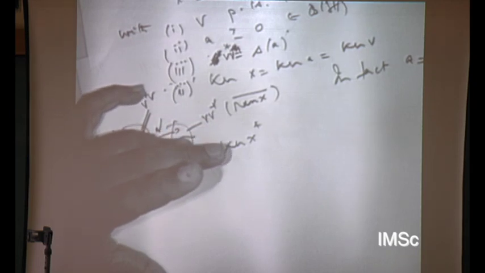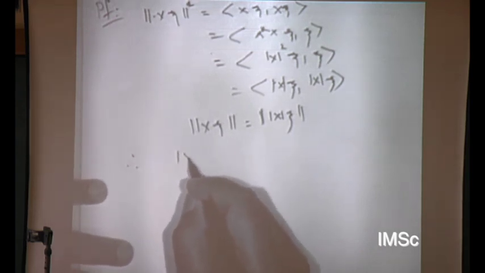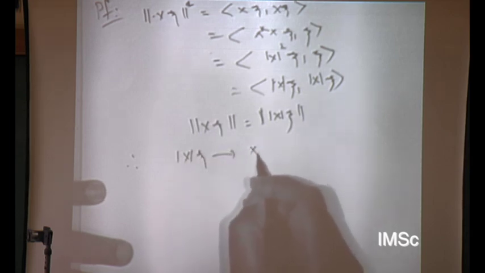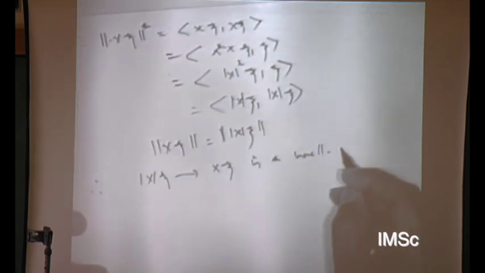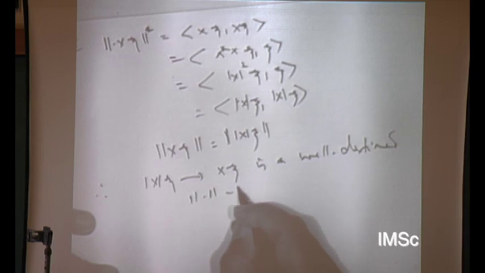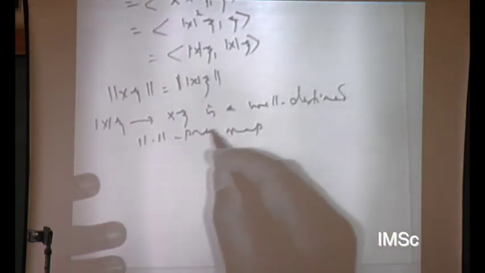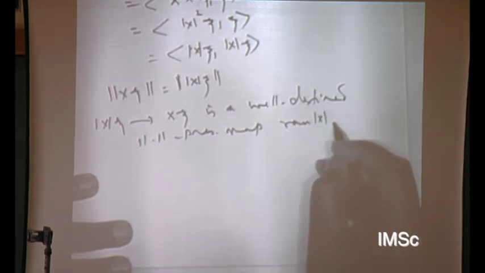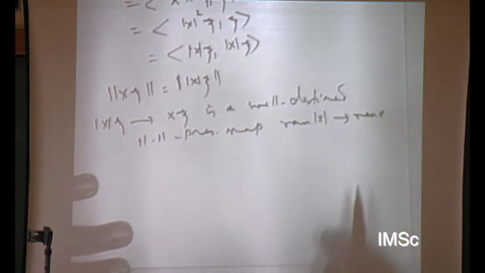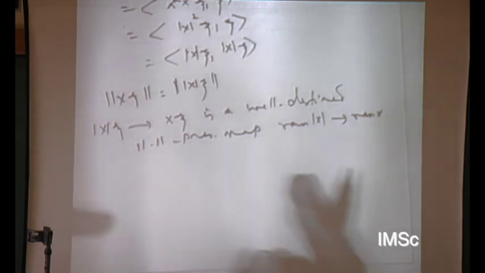So what we conclude from this is that, therefore, the mapping that sends mod xi to xi is a well-defined norm-preserving map from range mod x to range x. Right?